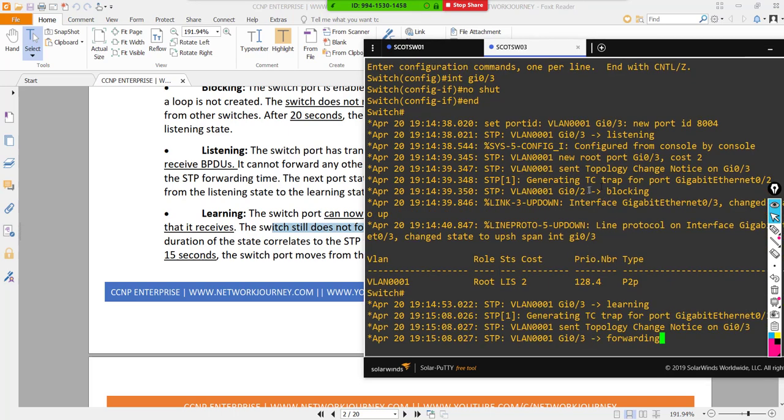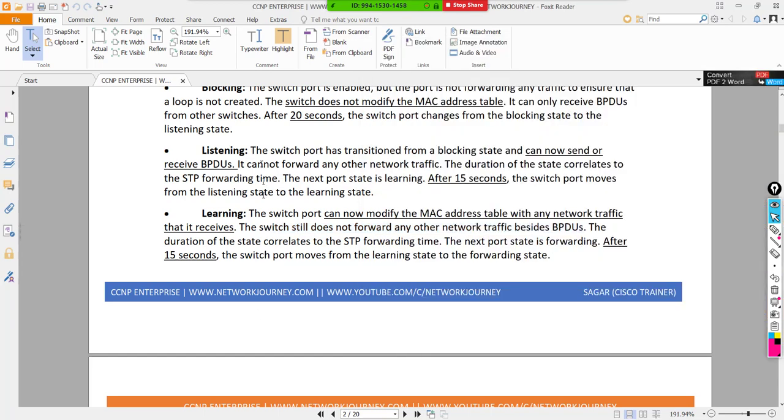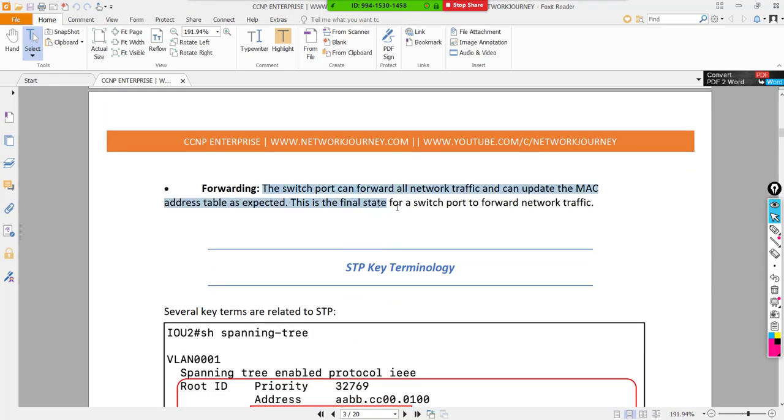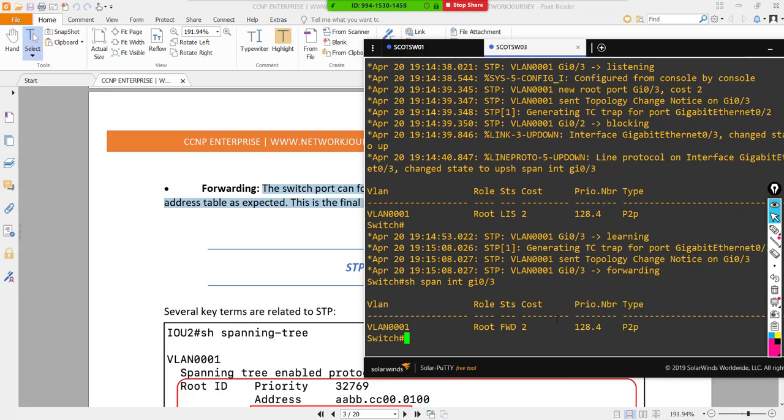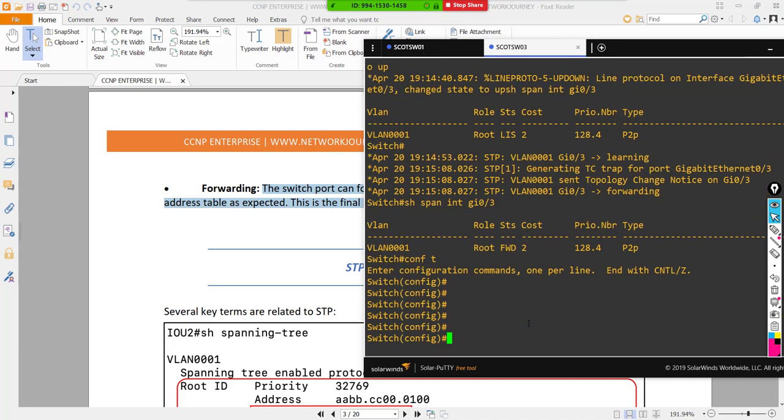From listening it went to the learning state. This was listening and this is learning. It was there for 15 seconds, it was again there for 15 seconds, and then finally it came to the forwarding state. Now if I look, this will be in the forwarding state. So this was about the duration that I wanted to show you in the case of legacy STP. And this is the biggest drawback in an enterprise, because it takes 50 seconds every time for your interface to start forwarding.